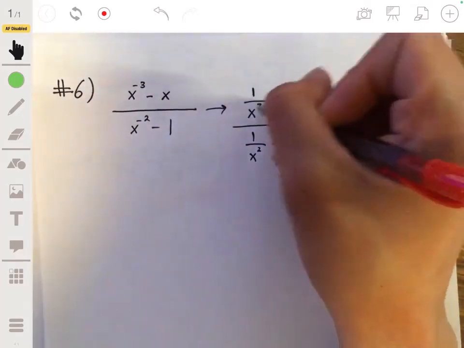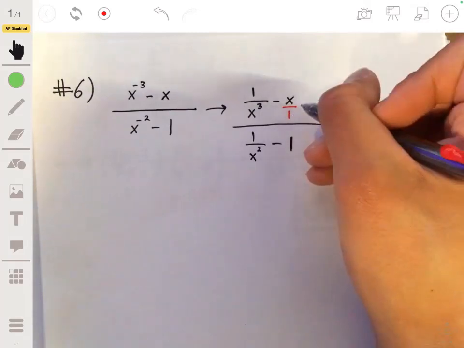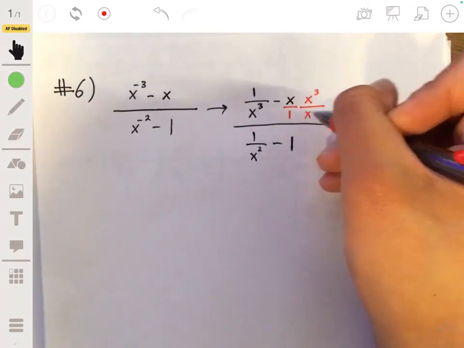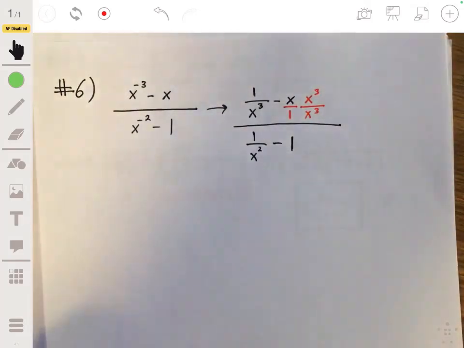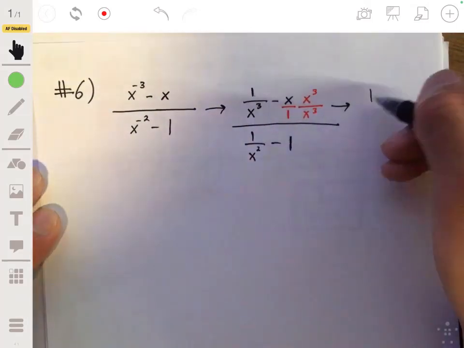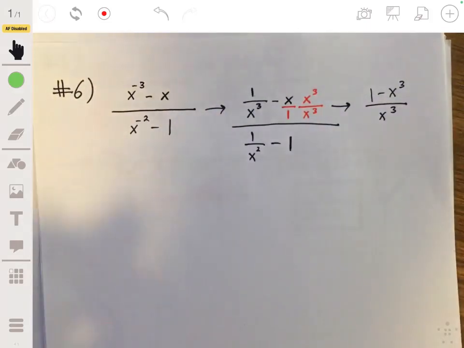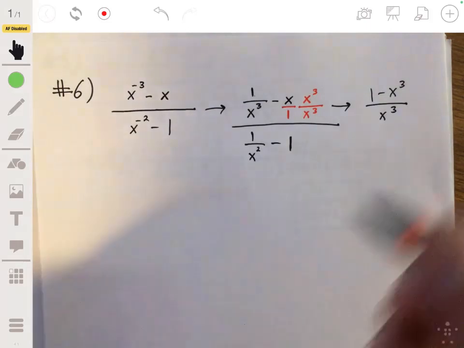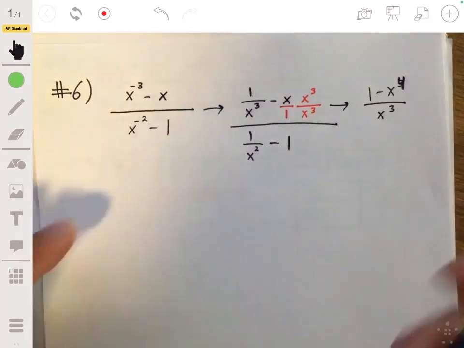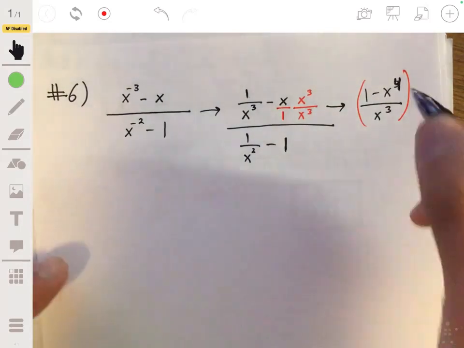So that means to combine these, you want to make this denominator be an x cubed. So you're going to multiply this x by an x cubed over an x cubed. And then what you're getting on top is 1 minus x cubed all over x cubed. Or no, 1 minus x to the fourth. Whoops. 1 minus x to the fourth all over x cubed.